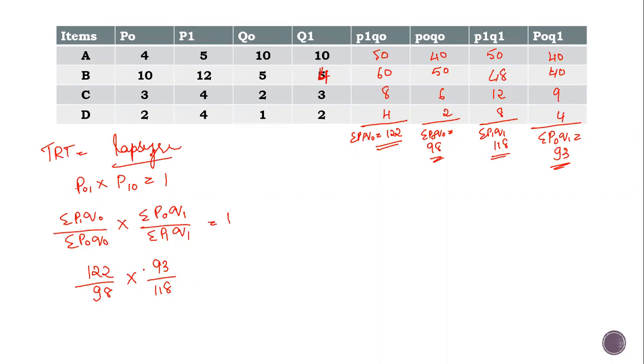Some have done it like this. Some may take it wrong also. First you divide it. 122 divided by 98 is how much? You're getting 1.245, into 93 divided by 118. How much will you get? 0.788. That should be equal to 1. Now multiply this, 1.245 into 0.788. How much will you get? You are getting 0.9815, which is approximately 0.982.